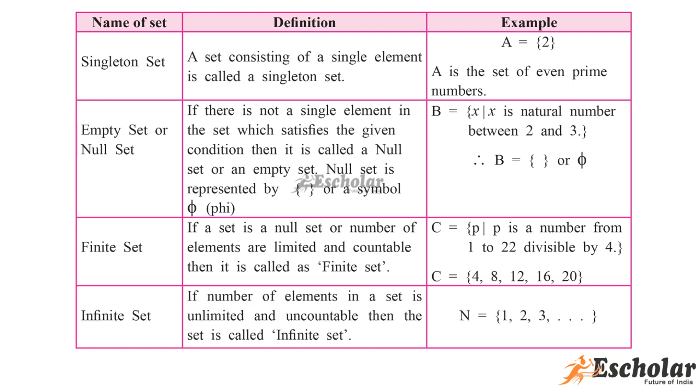Fourth, infinite set. If the number of elements in a set is unlimited and uncountable, then the set is called an infinite set. N is equal to {1, 2, 3, and so on}.